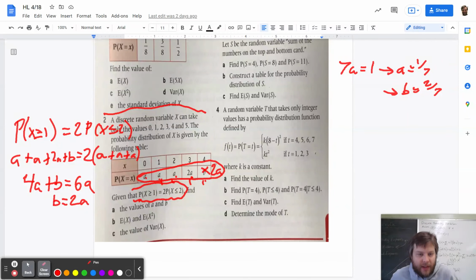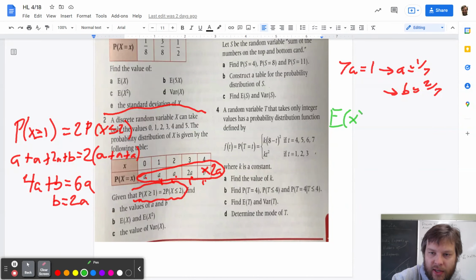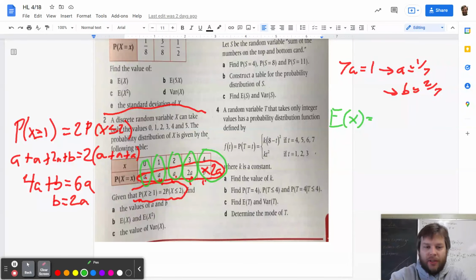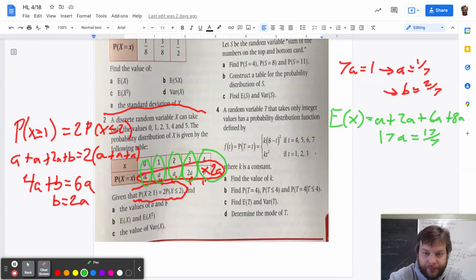Now the expected value of x and the expected value of x squared, let's just switch to another color. The expected value of x is just 0 times the probability of a plus 1 times a plus 2 times a plus 3 times 2a plus 4 times 2a. And so we just get a plus 2a plus 6a plus 8a, and that ends up being 17a, which is 17 over 7.